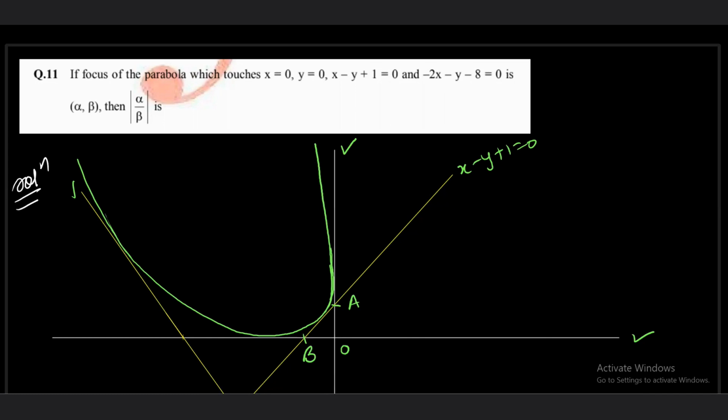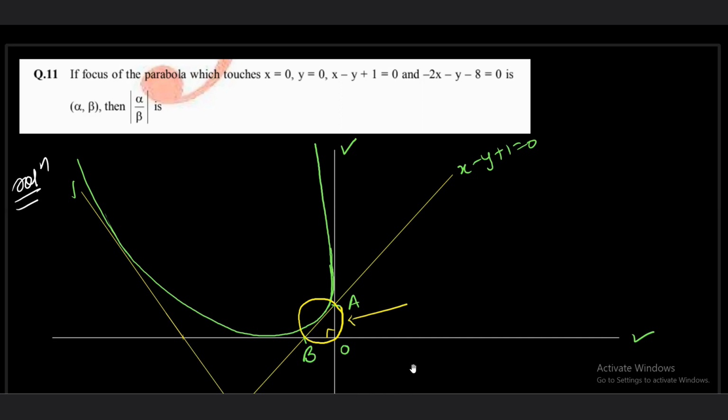And we know that for any parabola, the circle circumscribing the triangle formed by three tangents to a parabola always passes through the focus of the parabola. That is, if I construct a circle circumscribing the right angle triangle AOB, that means if I construct a circle with AB as diameter, then that circle is definitely going to pass through the focus of the parabola. So there are many points on it, and somewhere among them the focus of the parabola also lies.